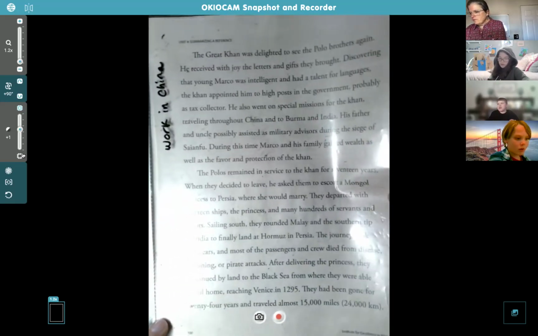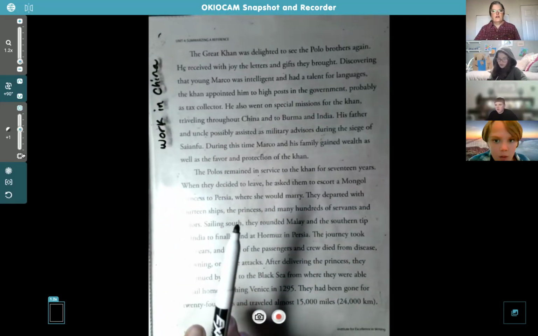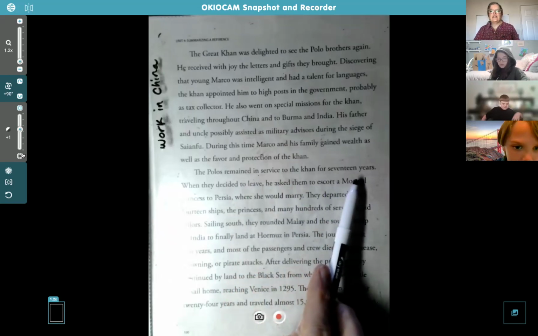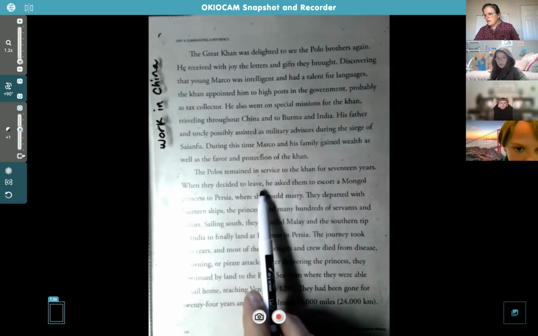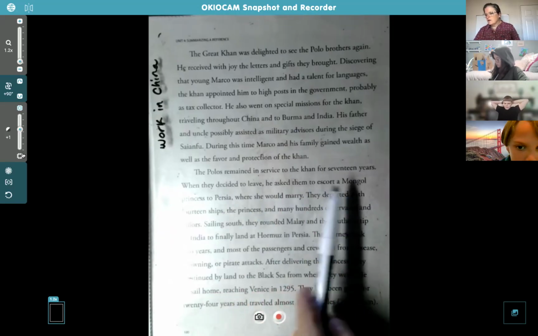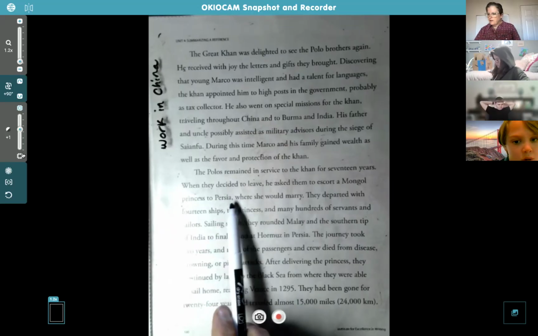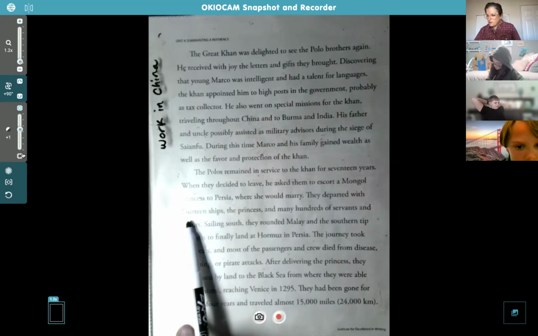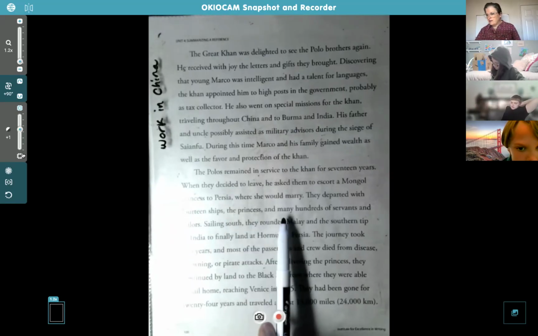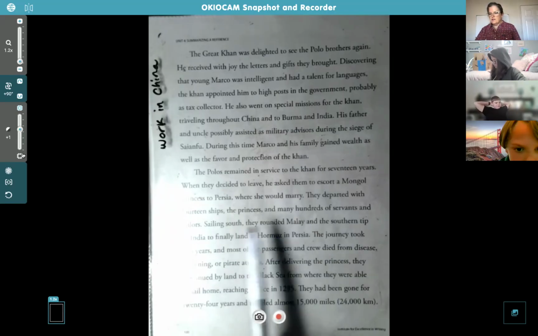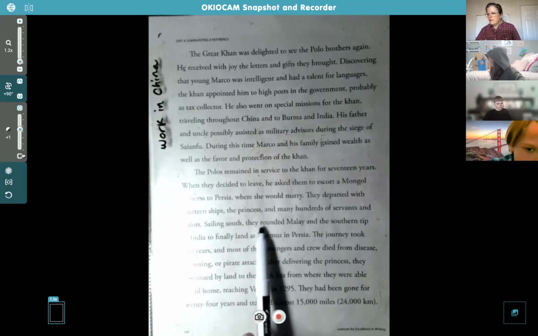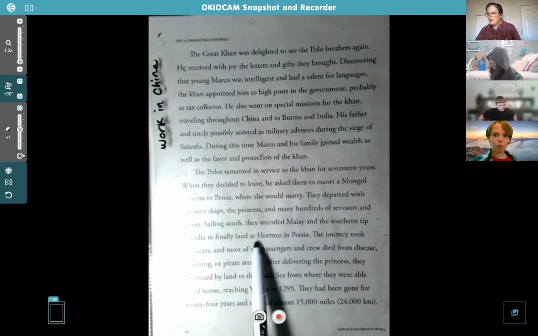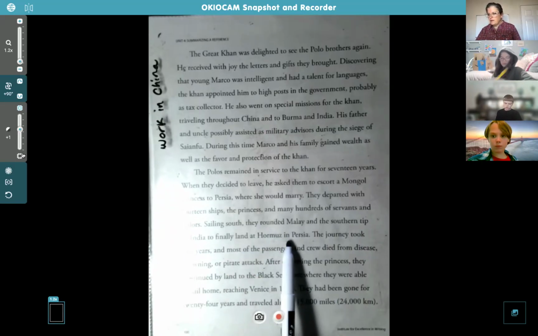But all right, one more paragraph on this page. The Polos remained in service to the Khan for 17 years. When they decided to leave, he asked them to escort a Mongol princess to Persia, where she would marry. They departed with 14 ships, the princess, and many hundreds of servants and sailors. Sailing south, they rounded Malay and the southern tip of India to finally land at Hormuz in Persia.